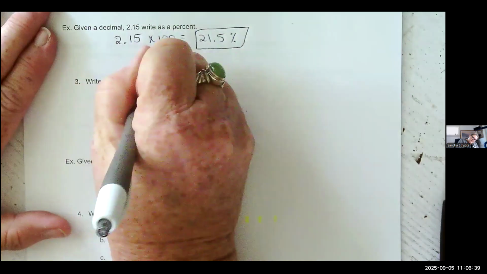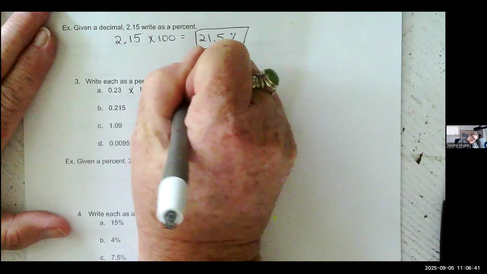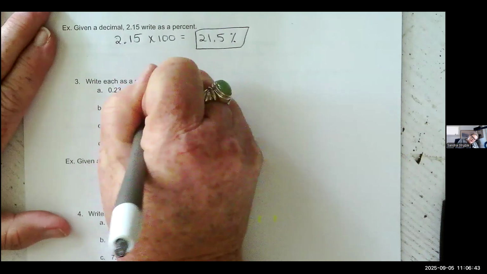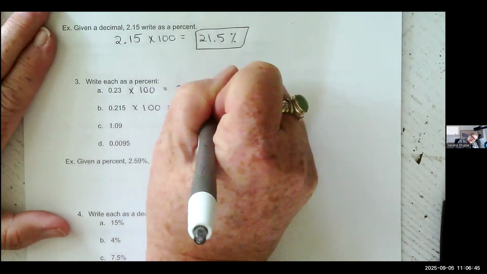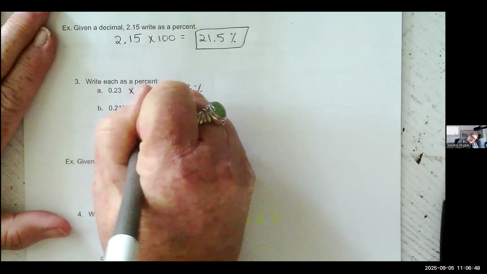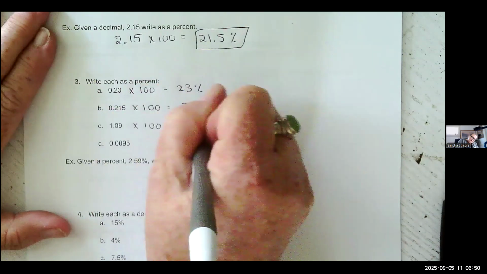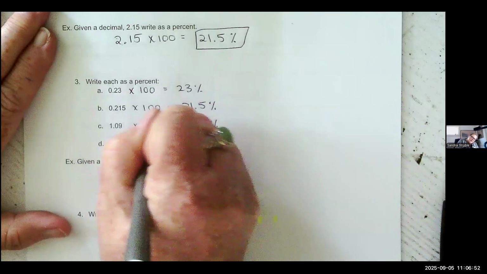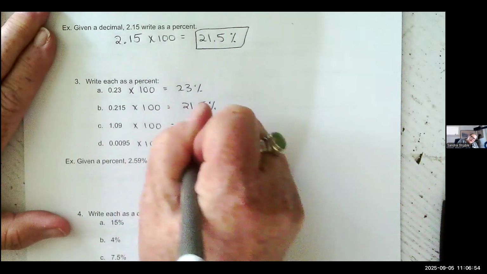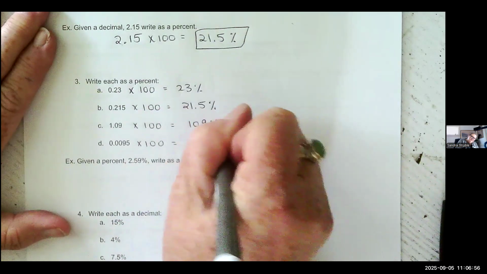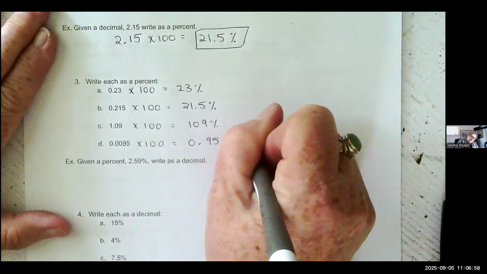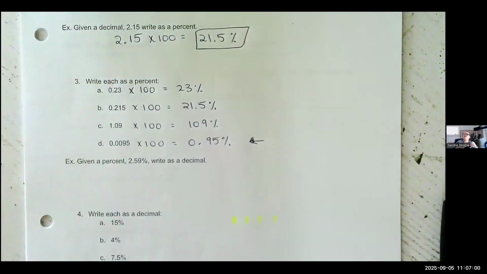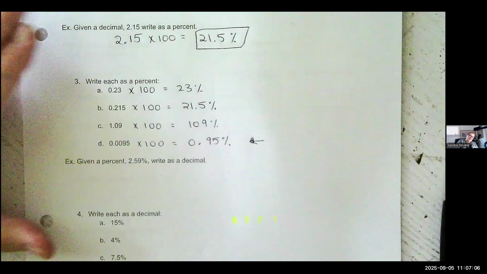Times 100 is 23%. Times 100 is 21.5%. Times 100 is 109%. And times 100 is 0.95%. I wanted you to see this one for sure because even though it's a decimal, it's still a percent because we've already multiplied it by 100. So it is a percent. All right, let's go to our next one.